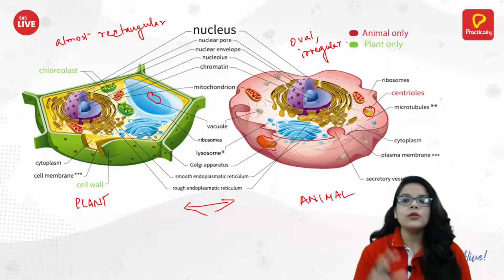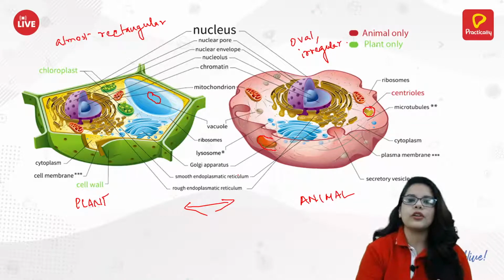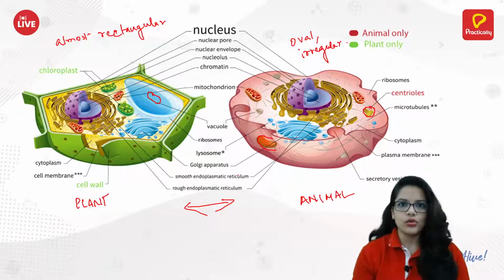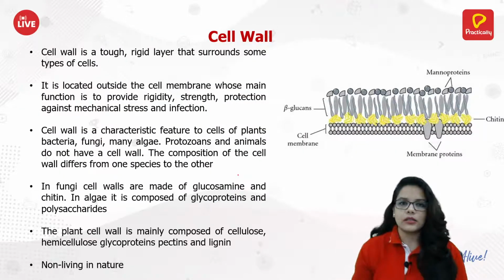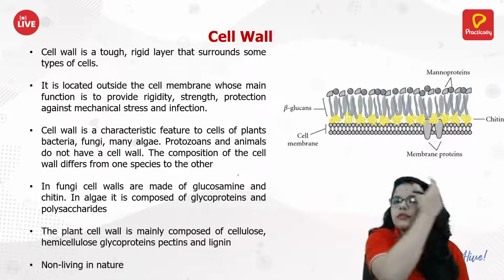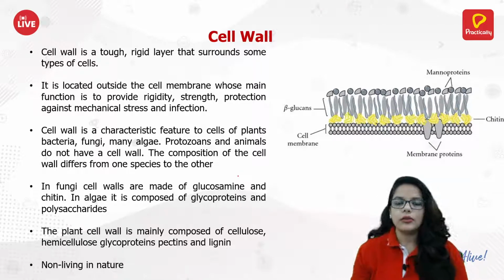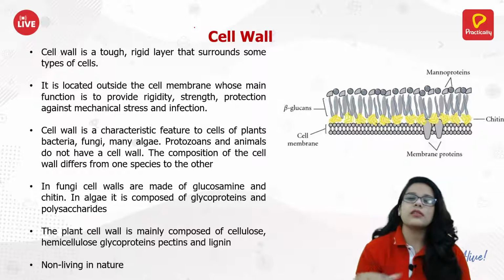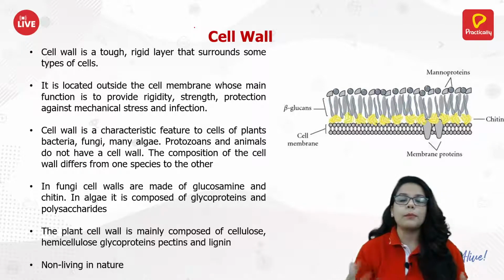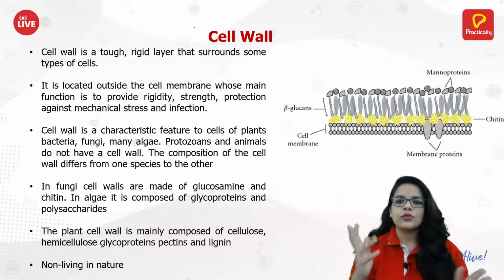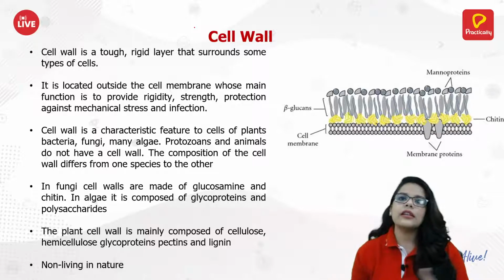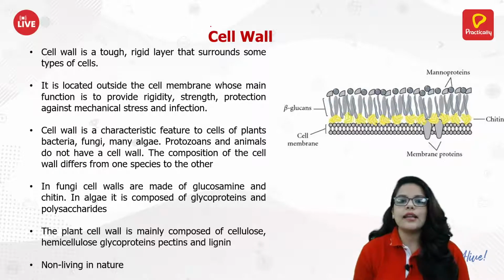So this is how a eukaryotic cell looks. A eukaryotic cell can be a plant cell, and it can be an animal cell also. First, we'll start talking about the different parts in the eukaryotic cell. Since it is so huge and there are so many things in the eukaryotic cell, I have divided it into two classes, two parts. Today we'll be discussing some of the organelles, and in the next class we'll be discussing the rest. So first is the cell wall.